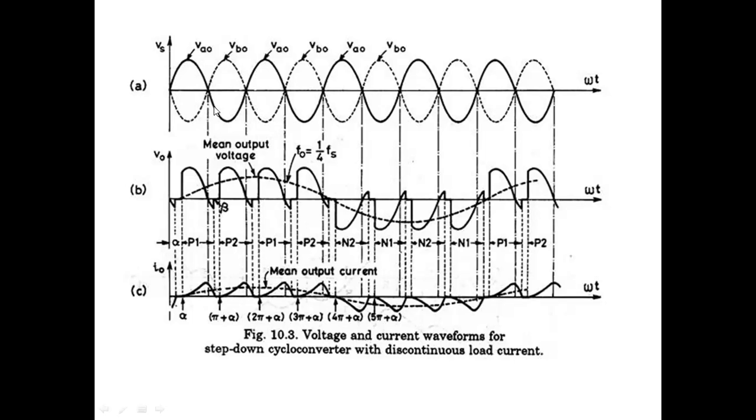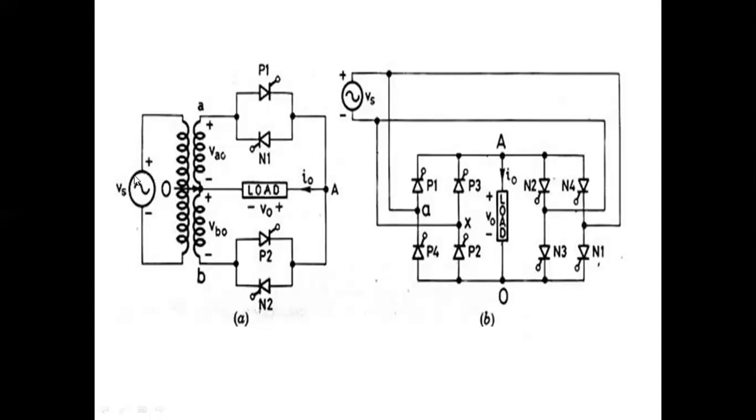Now see here, during the positive cycle, this will be plus and this will be minus. Now which thyristors are in forward bias during the positive cycle? Can anyone say? Positive cycle thyristors? P1 and N2, sir. P1 and N2. And in the negative cycle, P2 and N1.